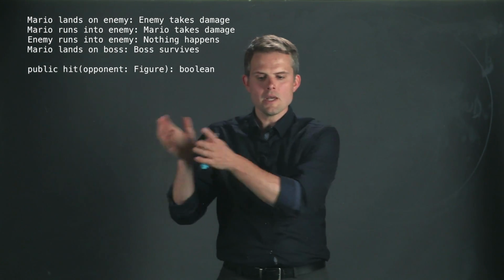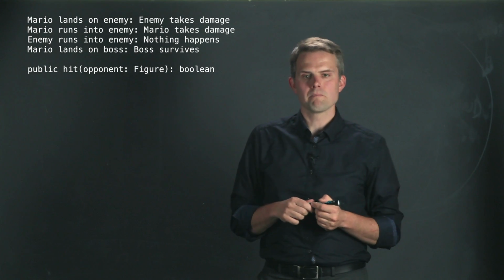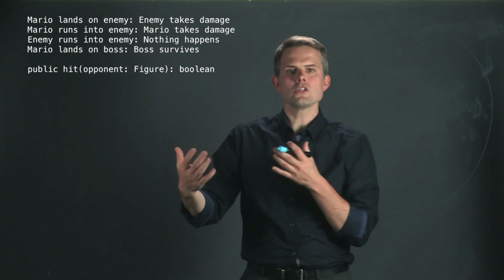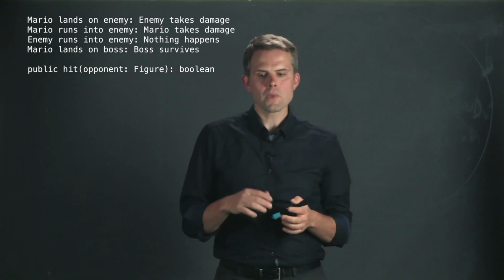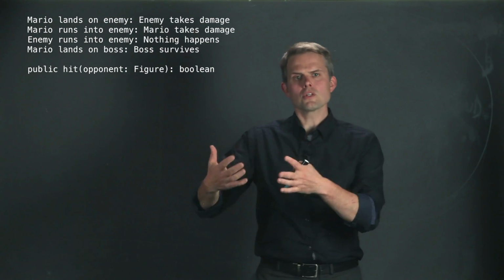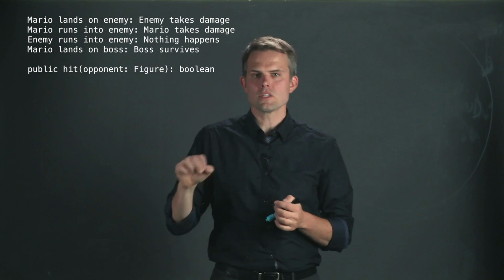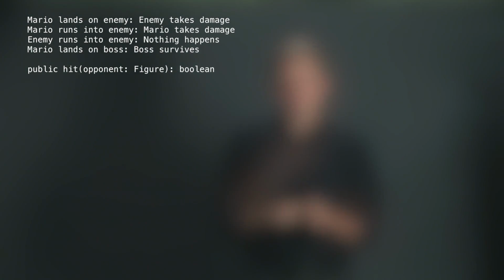Recall that it's just hit that takes a figure and returns a Boolean. And this is all we know. What we need to do is design a set of test cases with only this information. So what do we actually know here? Because there's a lot of information encoded in just this specification and the API signature.